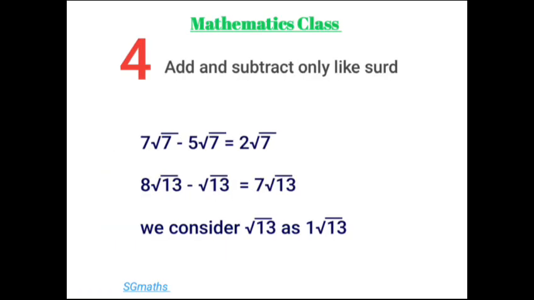For subtraction, we have 7 root 7 minus 5 root 7, which is equal to 2 root 7. The same thing with addition. You can only subtract sods that are alike. Okay, so 7 minus 5 gives us 2. Then you pick the sod, which is root 7. The same thing for the second one. 8 minus 1, there is 1 here, and then you must know that there is 1 here.